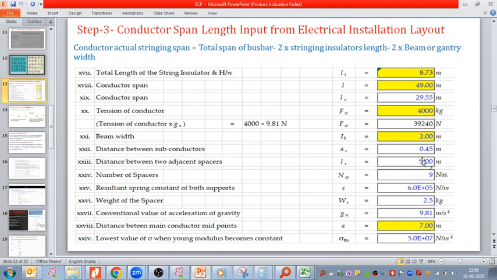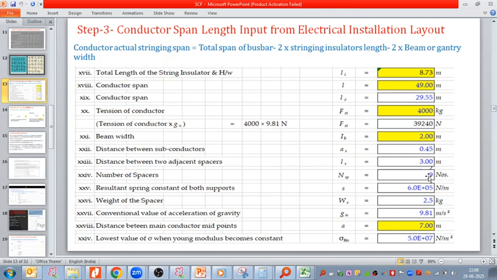Hope I am clear with what I mean by the 3 meter between two spacers. For my 29 meter length, every 3 meter we have to provide a spacer, so over this length you can see 9 spacers. So the total number of spacers is 9.